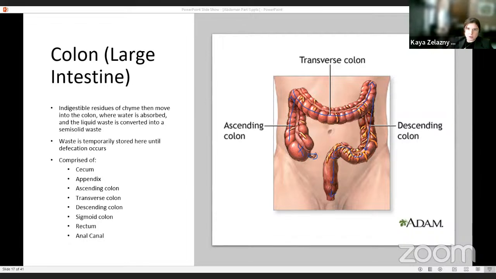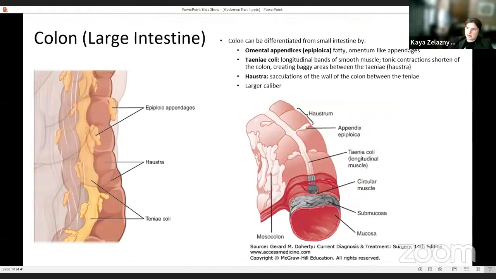Those are going to be our portions of our colon, or our large intestine. All right. Now, because we're in the abdomen, we want to tell the difference between our colon and our small intestine. Super important, so that we can orient ourselves to where we are and make sure we have the right thing that we're looking at. There are a number of ways to do this.